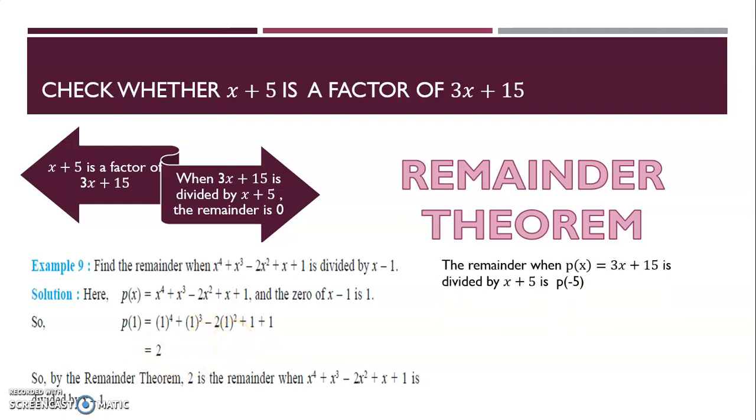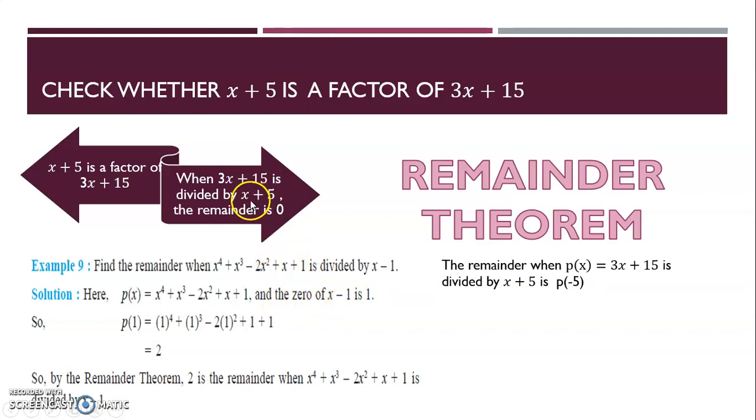So we are interested in finding whether the remainder is 0 when 3x plus 15 is divided by x plus 5. Now the remainder theorem tells us how we can find this remainder easily. So how do we do that?